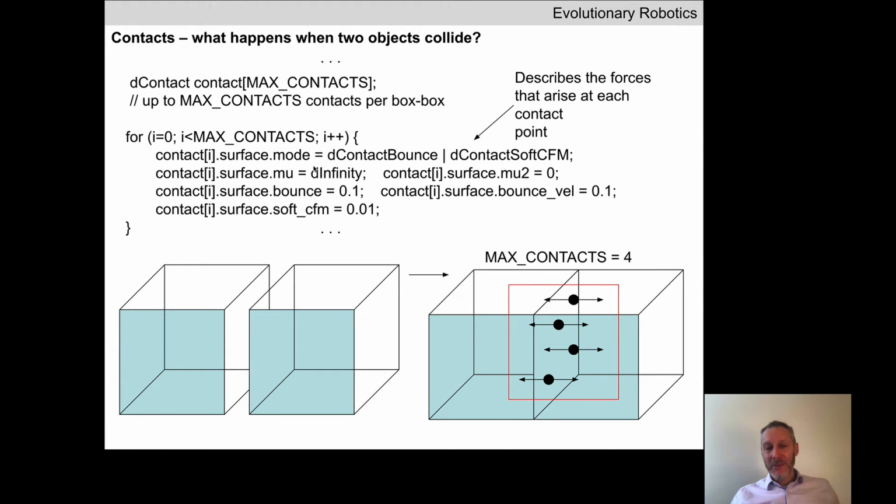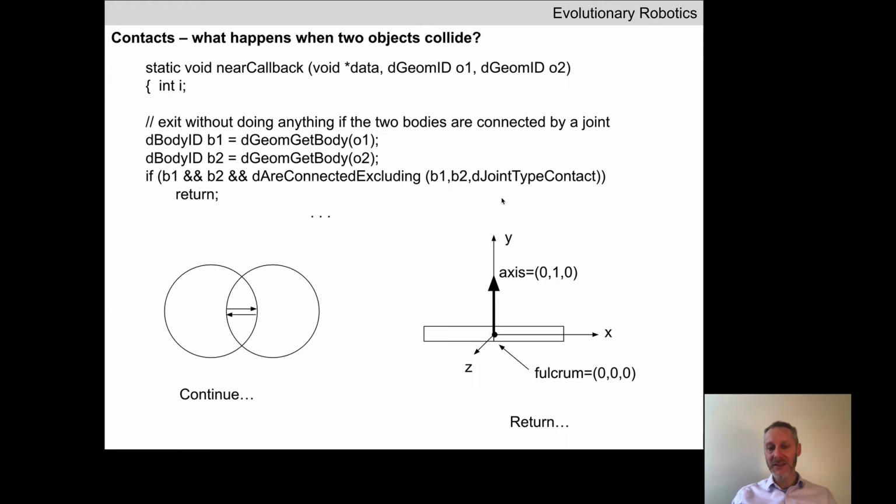It then labels those points with various parameters, which I'm not going to describe here, but you can notice from the name of some of these parameters, like bounce, they have to do with what kinds of forces are going to be applied when this interpenetration is detected.